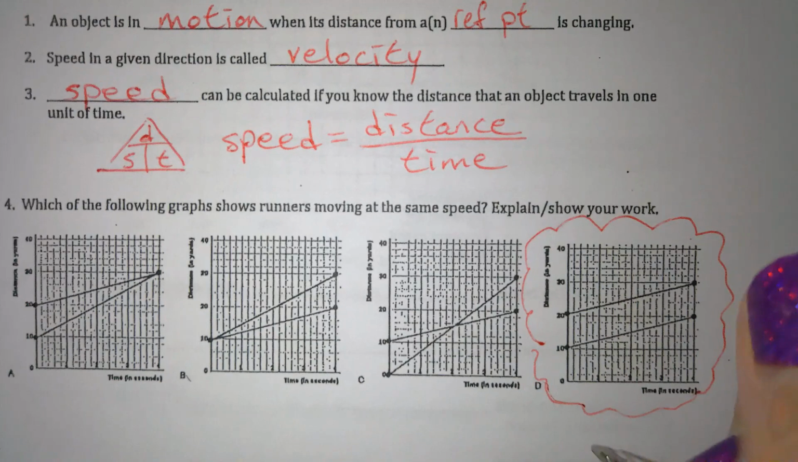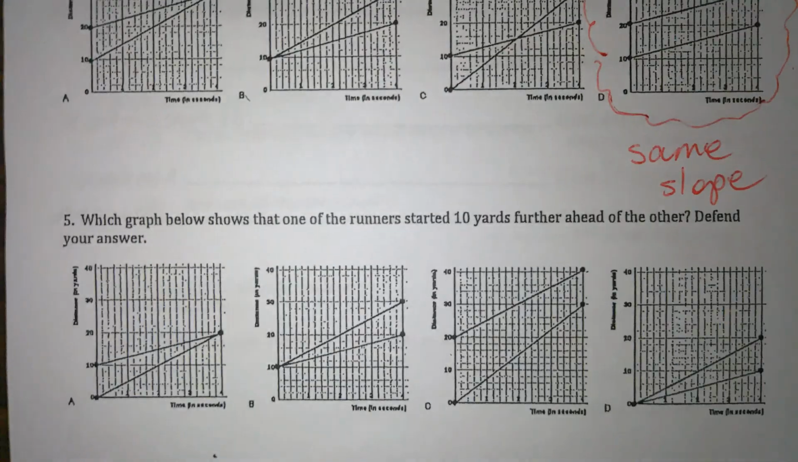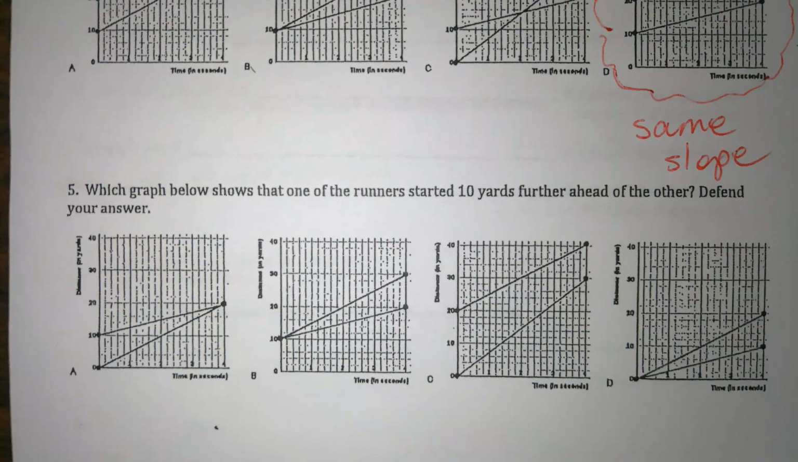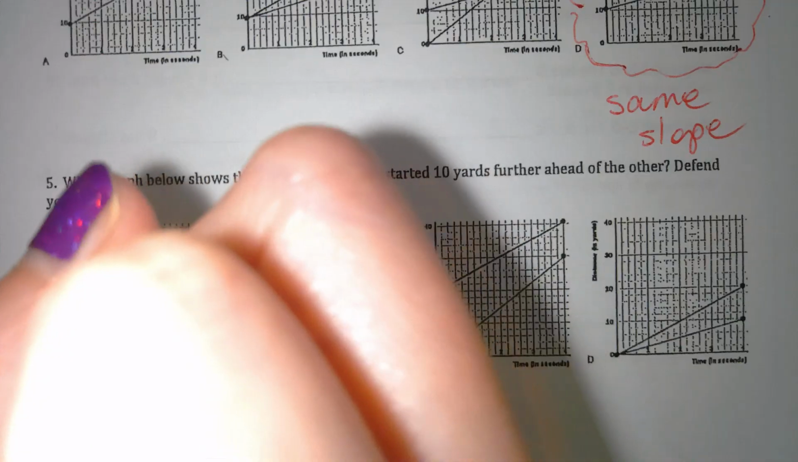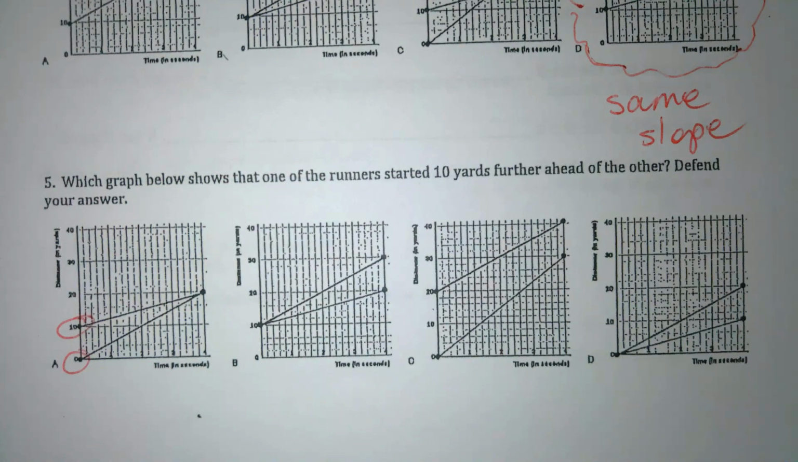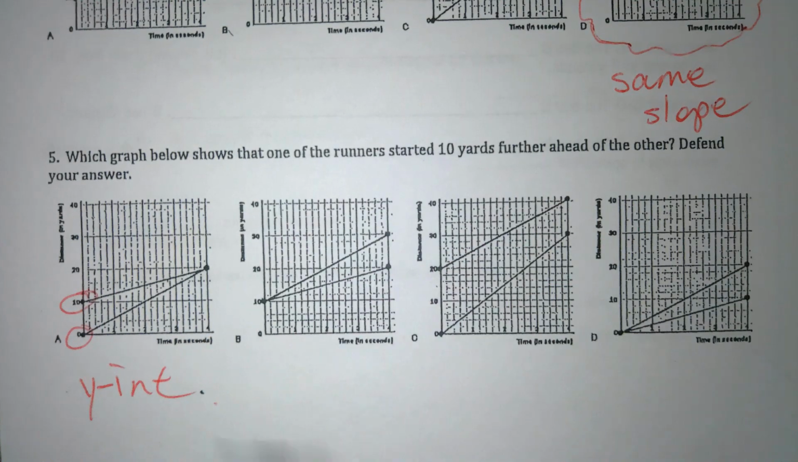What about number 5? Same slope. Which one starts off 10 meters ahead? Who had a head start? James, the first one. What did you look at? The y-intercept, right? So the y-intercept in this case, this one had a head start.